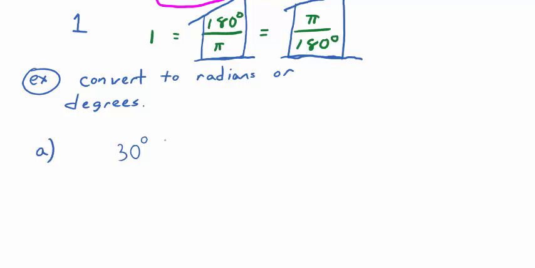So if you wanted the units of degrees to go away, you would need to multiply by something that has degrees in the denominator so that they cancel. That's the way it works. It's built to work that way. So if I wanted to convert 30 degrees to radians, I would have to multiply by this guy. It's pi radians over 180 degrees.